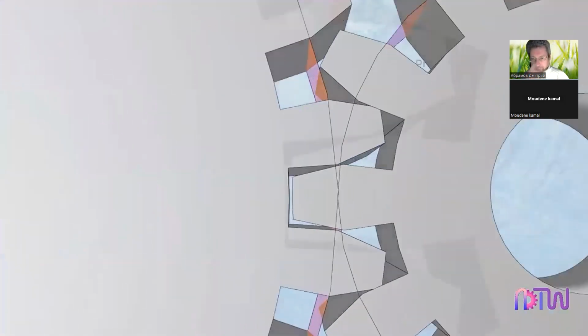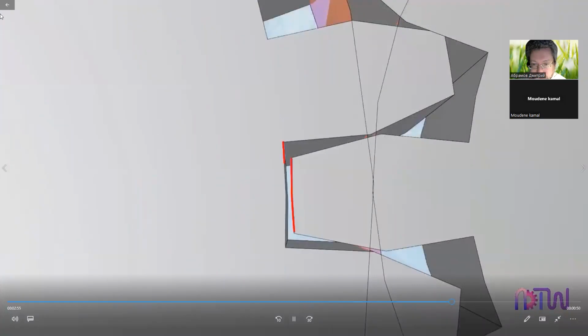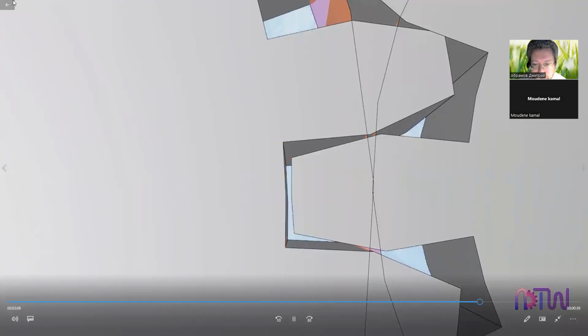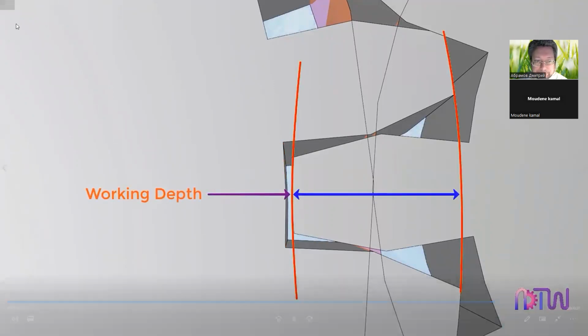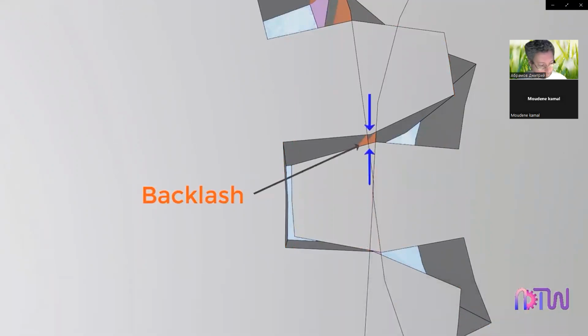Clearance. When two gears are in meshing condition, the radial distance from the top of a tooth of one gear to the bottom of the tooth of another gear is known as clearance. In simple terms, it is the gap that remains between the top land of one gear and the bottom of another gear when both are in meshing condition. Working depth. It is the radial distance from the addendum of one gear to the addendum of another gear when both gears are in meshing condition. Backlash. It is the difference between the tooth thickness and the tooth space. This gap prevents jamming of the gears in meshing conditions.